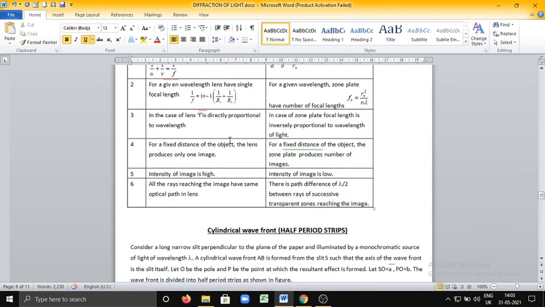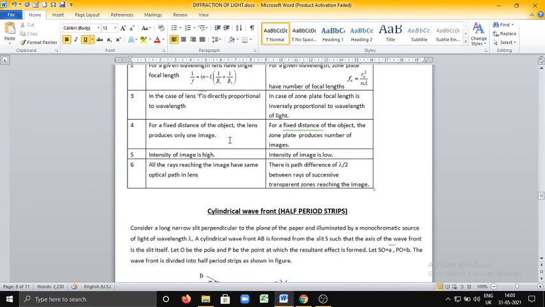Okay, now I will stop this session, and next session I will continue, that is cylindrical wavefront, how we can discuss cylindrical wavefront or half period strips.